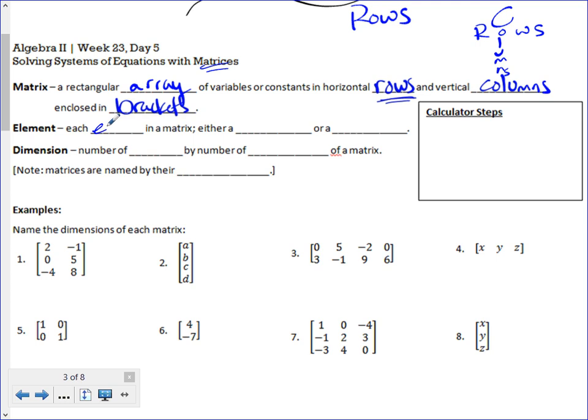Each entry in a matrix is called an element. So not carbon or phosphorus. I'm talking about element in the sense of an entry in a matrix. It can be a constant, which means it's just a number, right? What's the opposite of a constant? A variable.